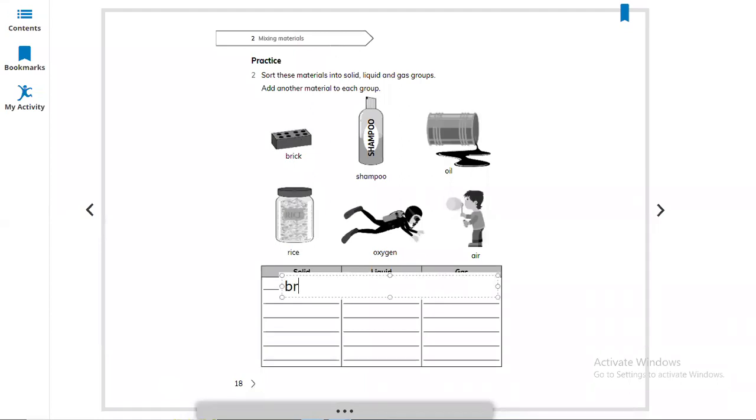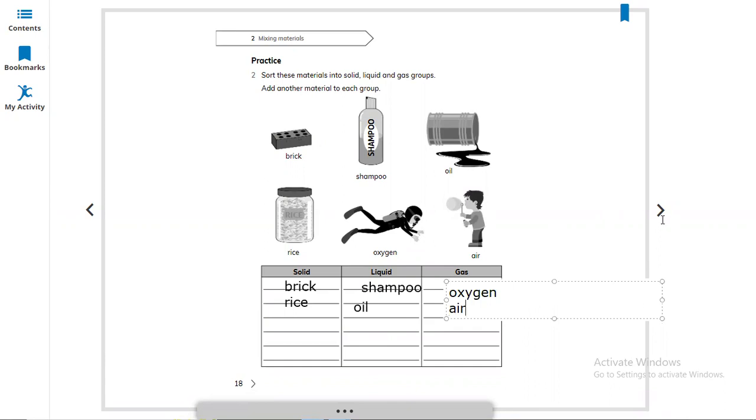So brick and rice both are solid, and shampoo and oil are liquid materials, and oxygen and air both are gases. Let's move to the next page.